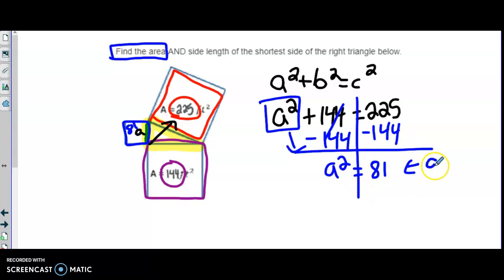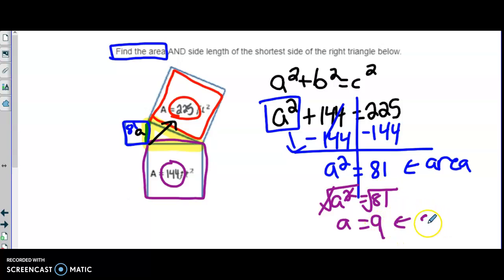So that's one of our answers. This is the area. But we also want to know the side length A, with just A by itself. So if we wanted to get A by itself, we'd have to get rid of the square. So we would square root both sides. The square and square root would cancel. And the square root of 81 is a positive and negative 9. But the negative doesn't make sense in this situation because it is a side length. So 9 would be the side length. So that's how you solve for the area and the side length.